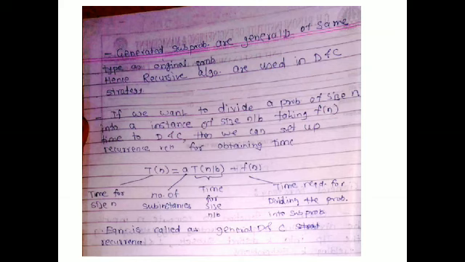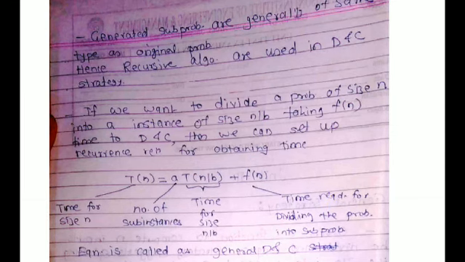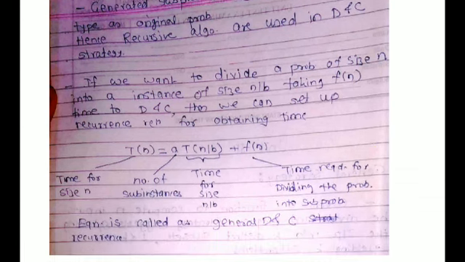Now if we want to divide a problem of size n into instances of size n by b, taking f(n) time for divide and conquer, then we can set up the recurrence relation for obtaining the time. So when we solve a problem using divide and conquer strategy, we have to apply the recurrence relation. So what exactly is the recurrence relation? T(n) is equal to a T(n by b) plus f(n). T(n) is the time for size n to solve the problem, a is the number of sub instances, and T(n by b) is the time required for size n by b.